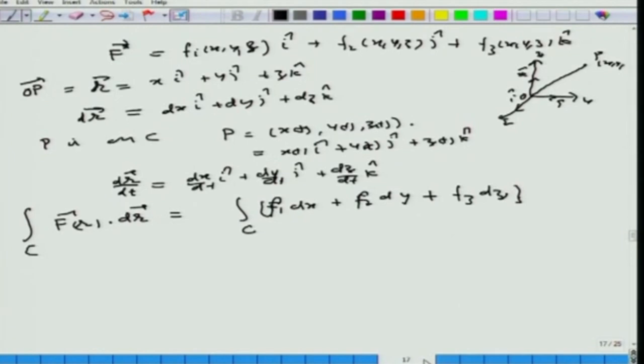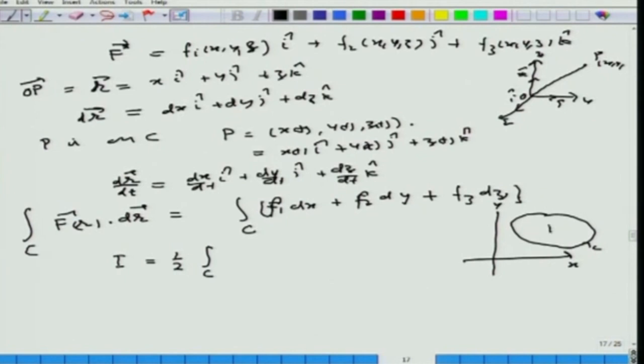Now, here is one particular case of this which we will be using, that is the two dimensional case where I is taken as half of the integral over C. So, here this is a plane curve in x y, and this domain D is enclosed by this C. The curve C is taken in the positive direction, counterclockwise, and so when it is closed, we write the circle here, and half of x dy minus y dx.